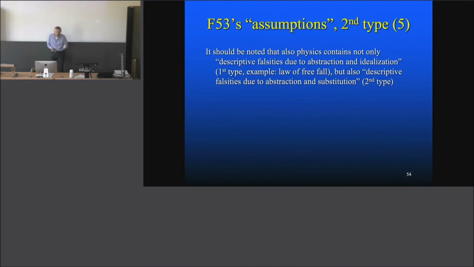Now, it's very important, and that I've never seen in the literature anywhere. It should be noted that physics also contains not only descriptive falsities due to abstraction and idealization, that's the first type, and the law of free fall was the example. That's the only physics example that Friedman has. He describes it not completely correctly, but anyway, it's good enough. But there are also in physics descriptive falsities due to abstraction and substitution, the second type, and they are very important. The building of the first atomic bomb was based on such descriptive falsities of the second type.